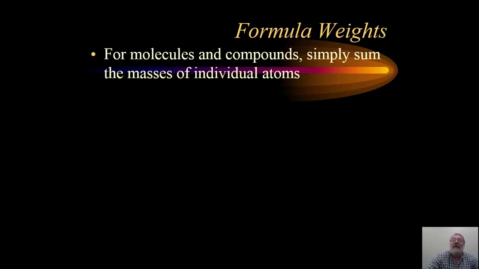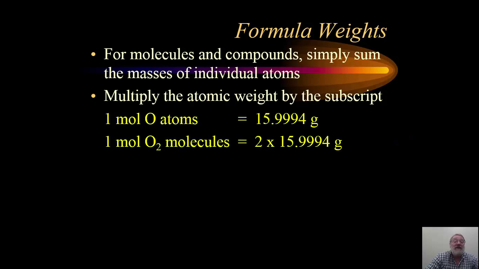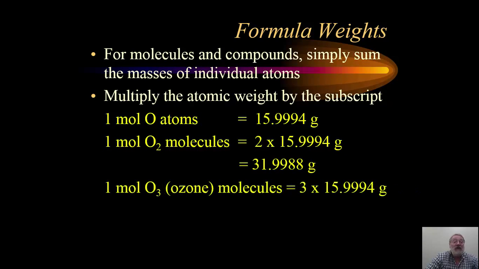If we have molecules and compounds, we simply add up the individual atomic weights to get the formula weight. We're going to multiply the atomic weight by the subscript in doing these summations. So if we wanted to talk about 1 mole of oxygen atoms, it would be 15.9994 grams. If we have oxygen molecules, O2, we have to multiply by 2, so it's about 32 grams. If we have ozone, which is O3, we'd have to take the atomic weight times 3.